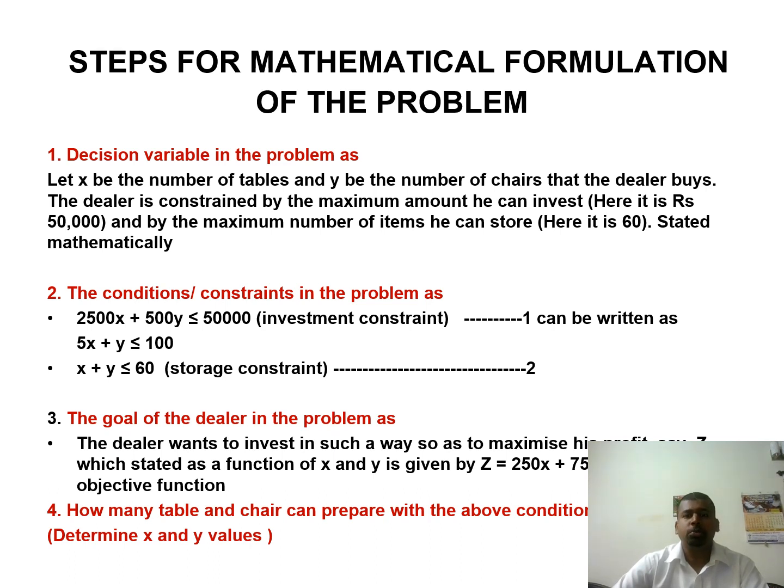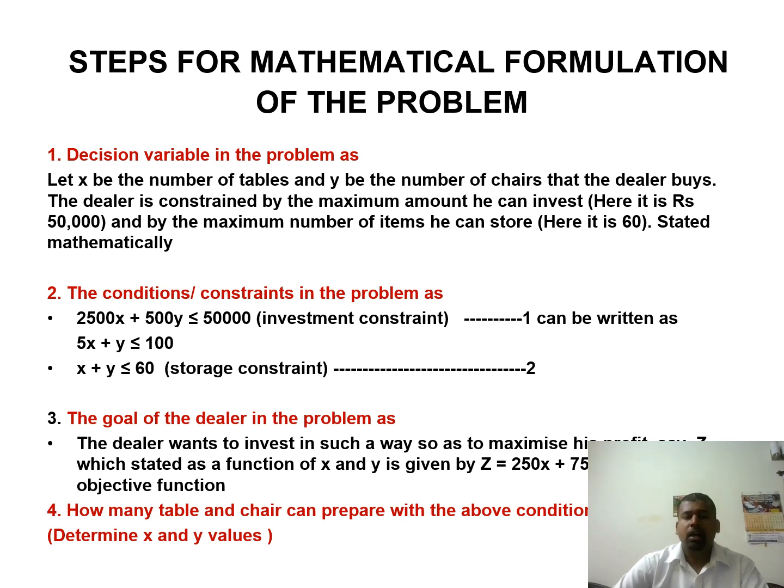This is one of the conditions, which means the investment is only up to a maximum of 50,000, and the dealer has to prepare tables and chairs, with the cost involved being 2500x as well as 500y. This is the investment part. Second is the storage. Maximum you can keep 60 pieces. So the number of tables and the number of chairs can be represented as x as well as y. The second condition basically talks about the storage. That is the second condition we are going to utilize in this problem.